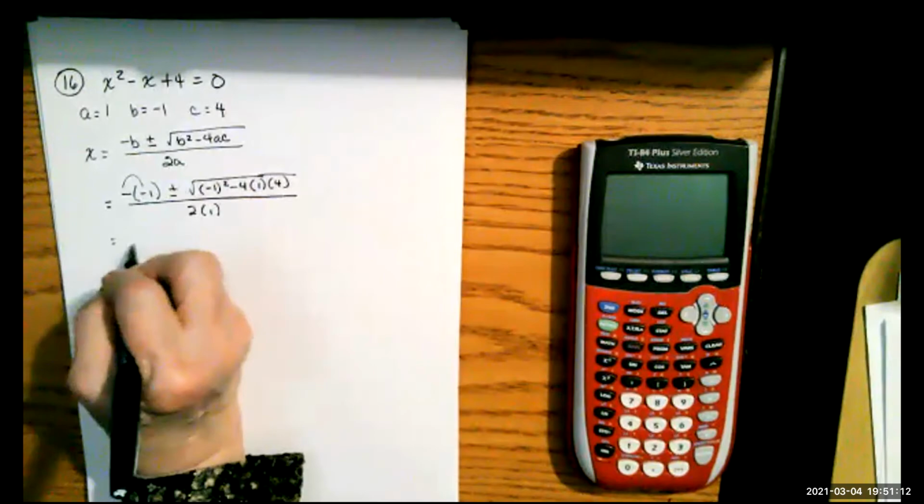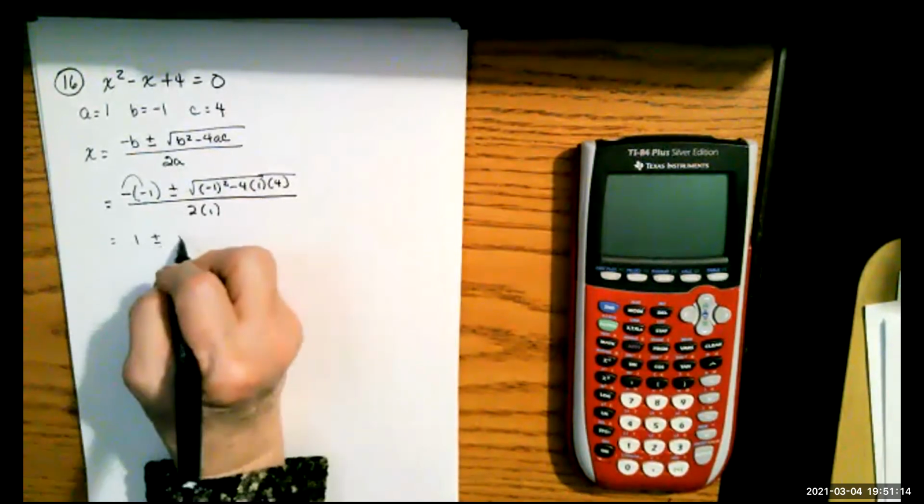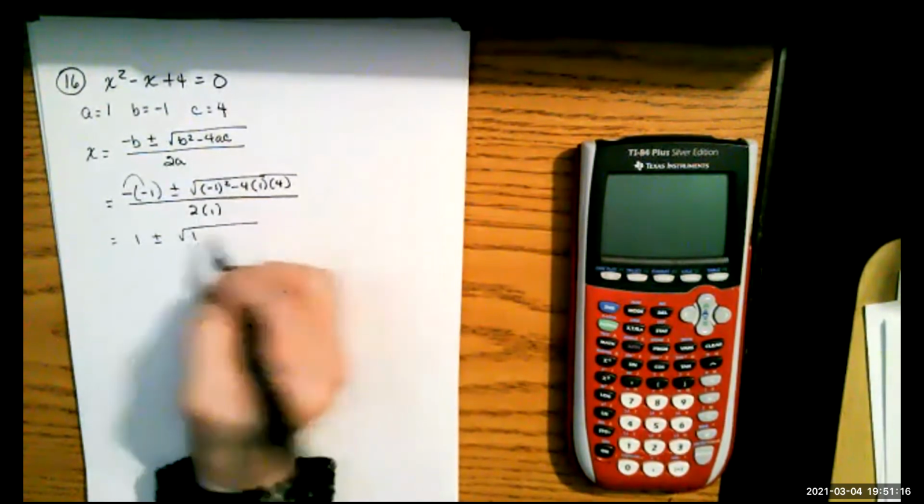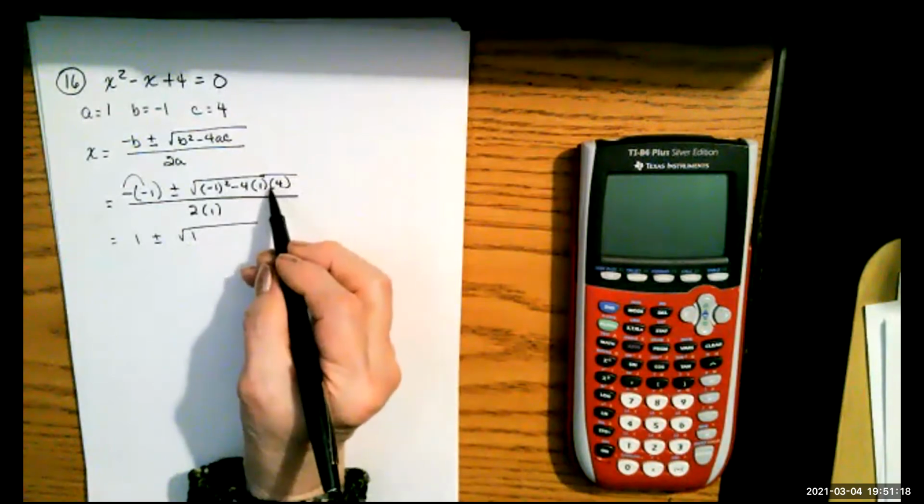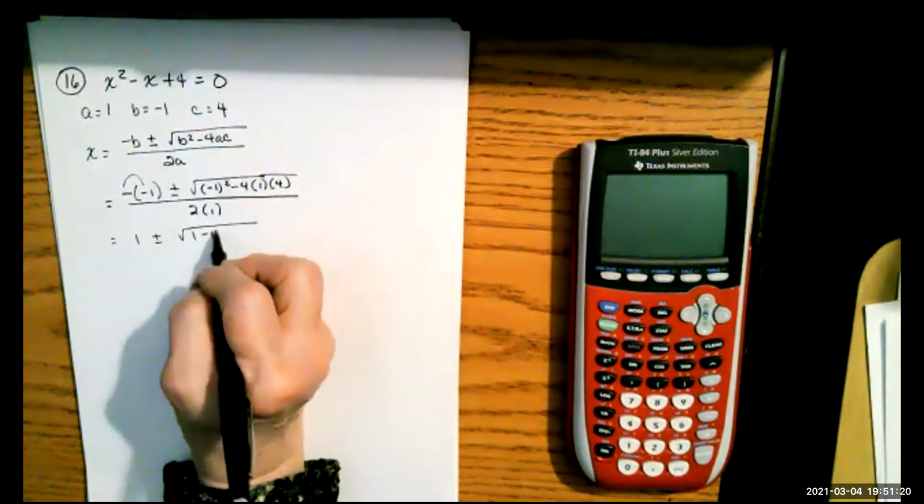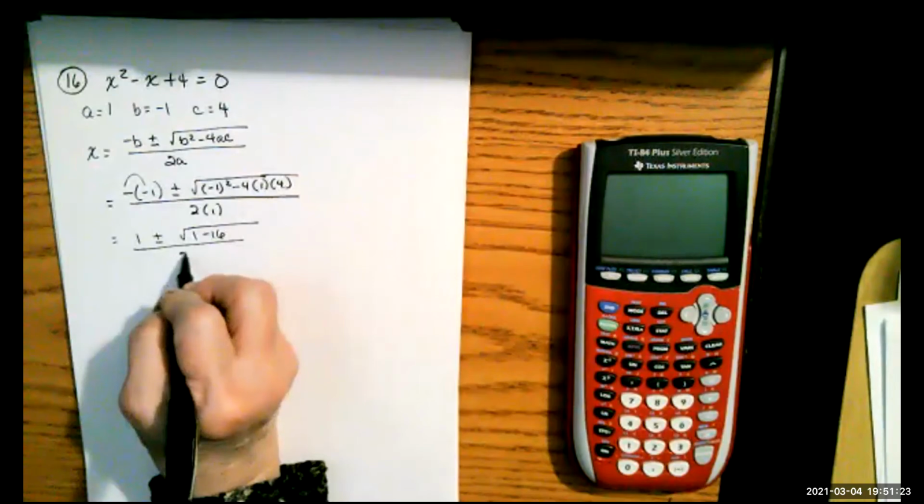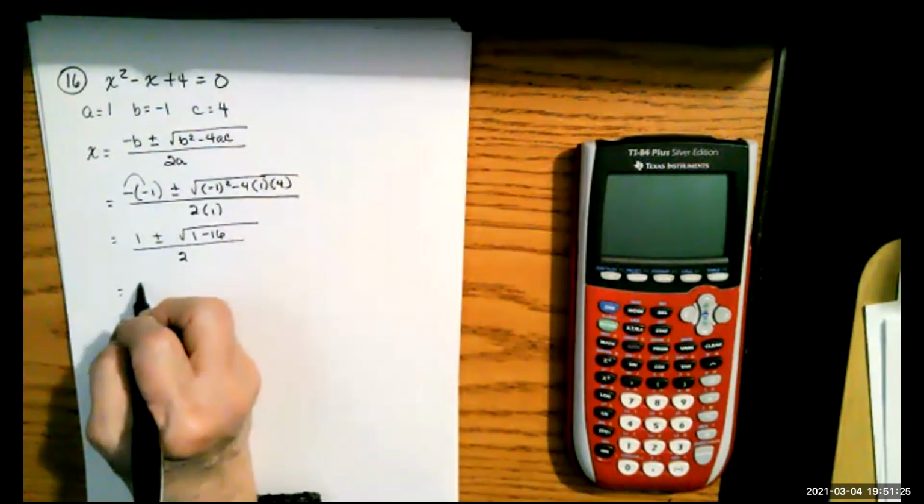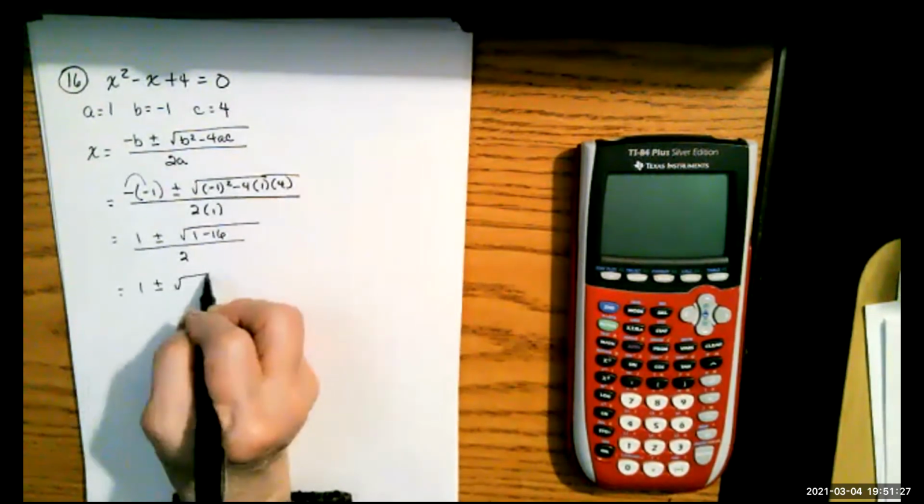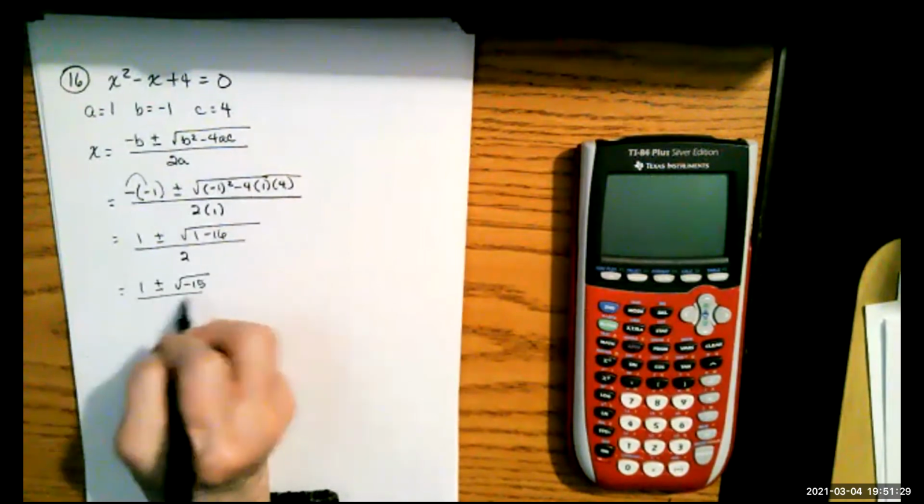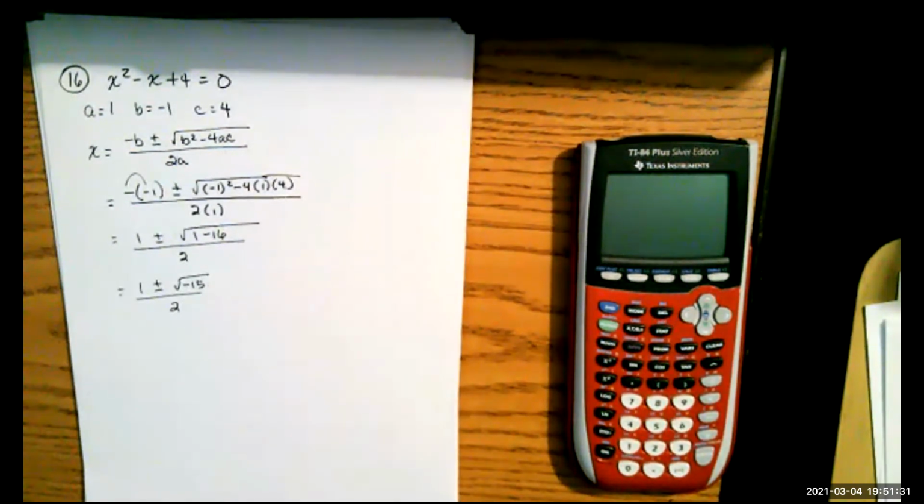That together is going to make 1. And negative 1 squared is 1. And 4 times 4 is 16 times 1 is 16. And we have a 2 in the bottom. So we have a negative 15.